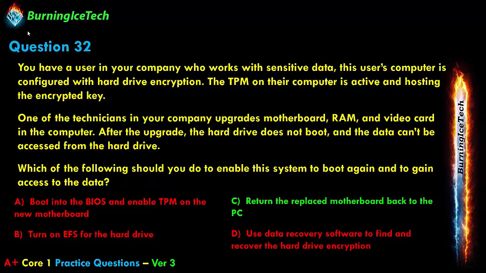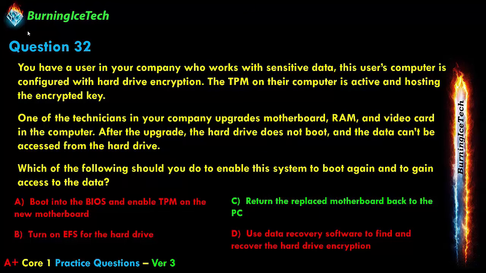Booting into the BIOS, if you look at answer A, and enabling the TPM on the new motherboard is not going to make any difference, guys, because you need the key from the previous TPM. The only way to get that key is to put the previous motherboard back. Now, enabling the TPM is something you can do eventually after you fix this issue. So eventually, after you've now gotten the encryption key and you've unencrypted the hard drive, you can then go and put the new motherboard in, and then you can go and re-encrypt the hard drive. But to do that, you obviously need to turn on the TPM on the new motherboard.